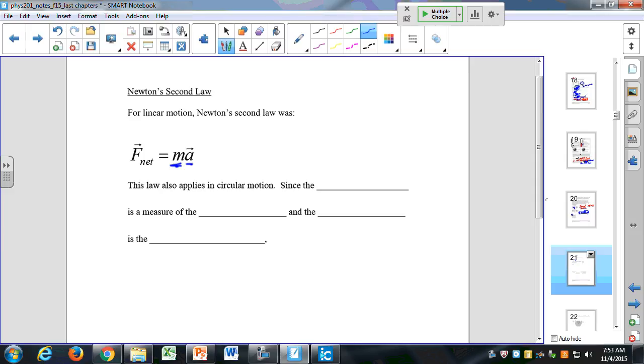When we're moving from linear to circular motion, for example, we went from distance to theta, v to omega. We're going from mass to what? Inertia, right. Mass is a measure of inertia. So we'll go from mass to the moment of inertia, which is a measure of our inertia in rotational motion. So the moment of inertia, that's I, is a measure of the object's inertia, and the angular acceleration, remember this was alpha, is the rotational acceleration.